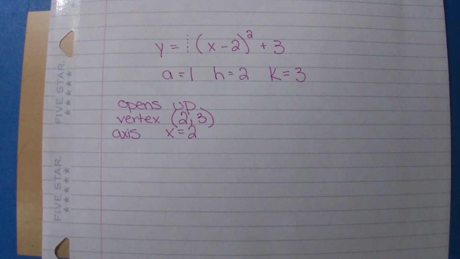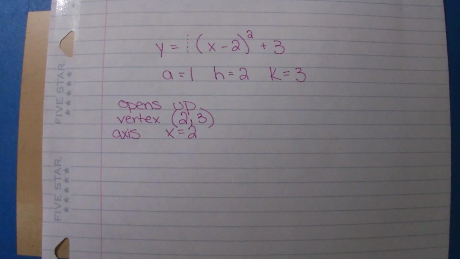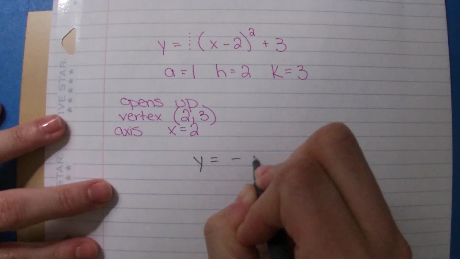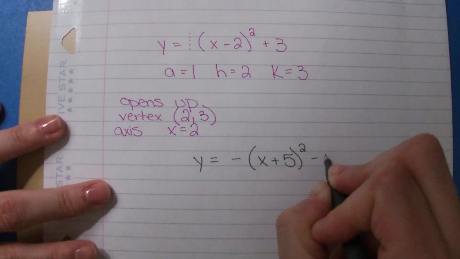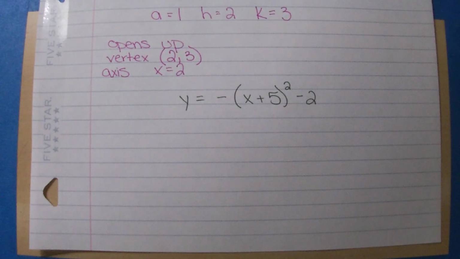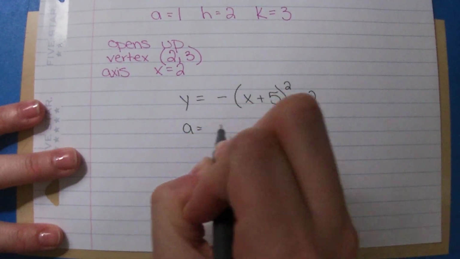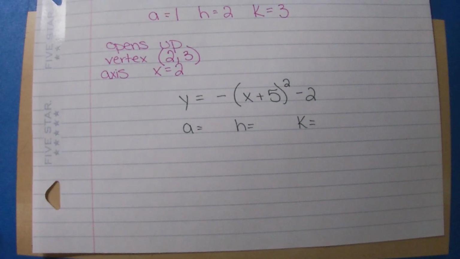Okay, so at this point, we're just working on identifying that important information, and then we'll put it all together in a graph here in a minute. So let's look at another one. Let's say I have y equals negative (x plus 5) squared minus 2. Okay, so there's 3 letters, again, that I can identify. I need to find a, h, and k, because those are going to give me all the important pieces.